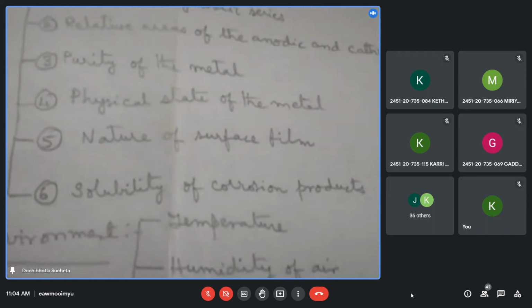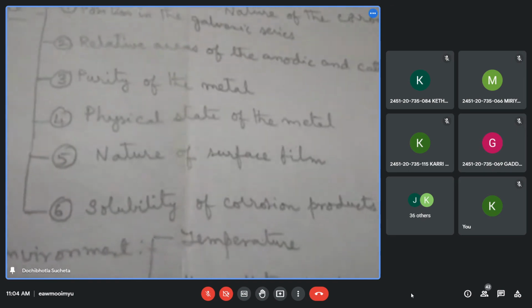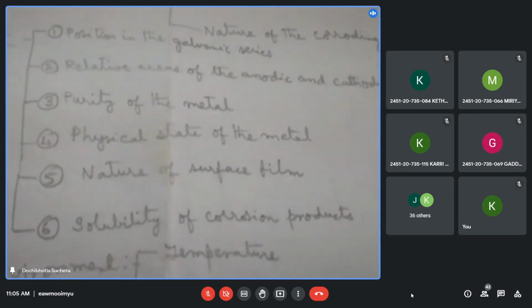Next is solubility of corrosion products. So what can you guess from the solubility of corrosion products?